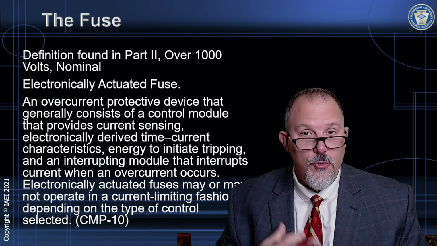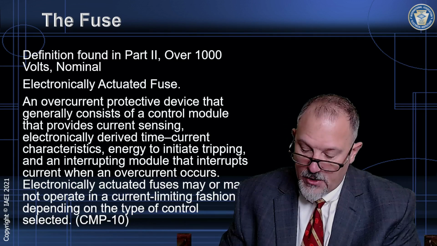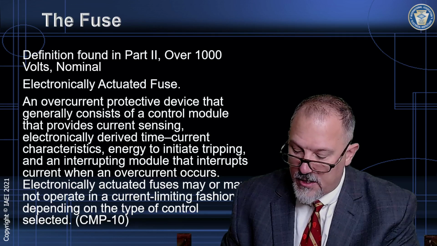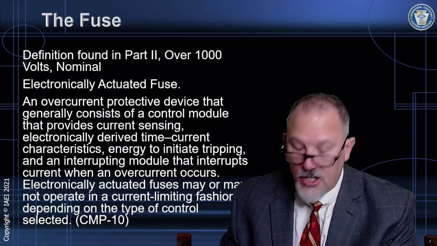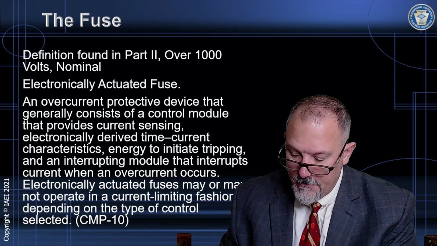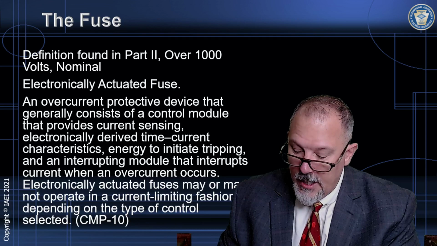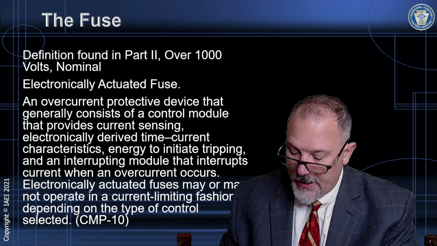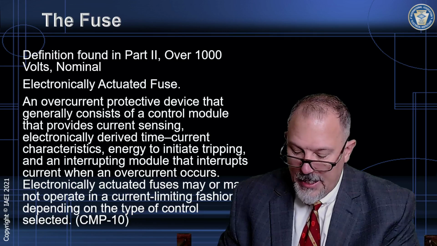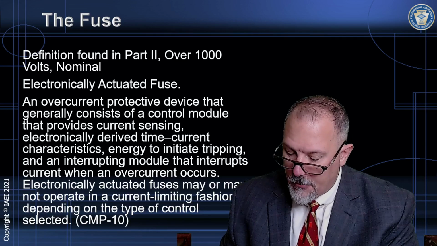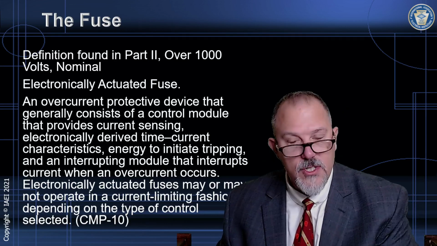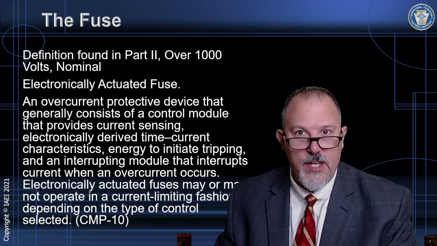So you could have, and in this case, there's the definition of an electronically actuated fuse: an overcurrent protective device that generally consists of a control module that provides current sensing, electrically derived time current characteristics, electronic energy to initiate tripping, and an interrupting module that interrupts current when an overcurrent occurs. Electronically actuated fuses may or may not operate in a current limiting fashion, depending on the type of control selected. And this is for code panel 10 definition.